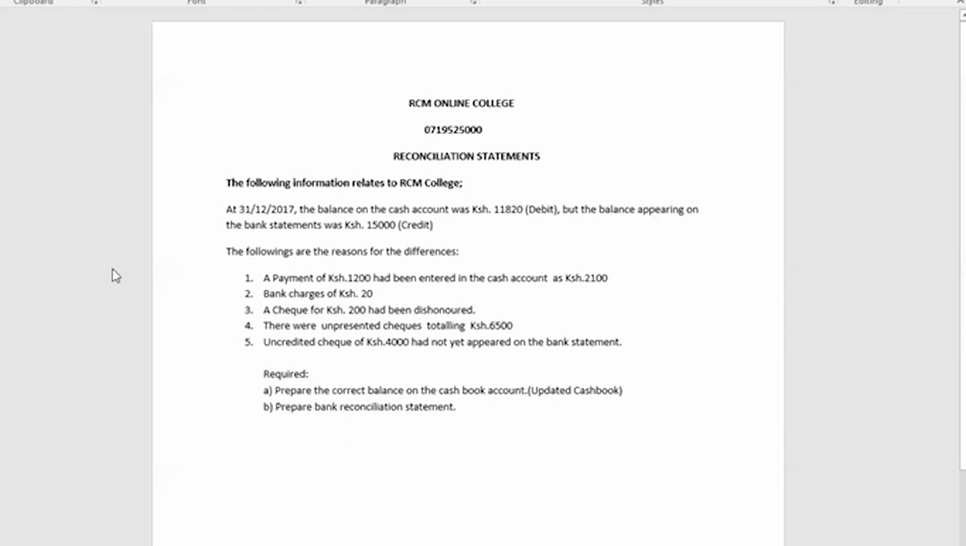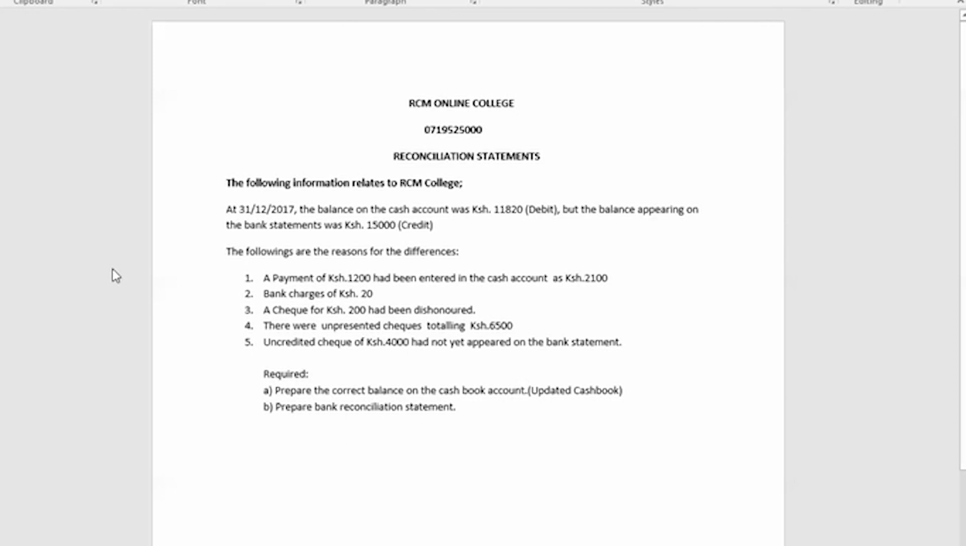I can see we don't have any other item that will affect our cash book. The remaining items will affect our bank reconciliation account. So with this information, I think we can get the total and the balance. So let's add 11,820. We add 900. How much?